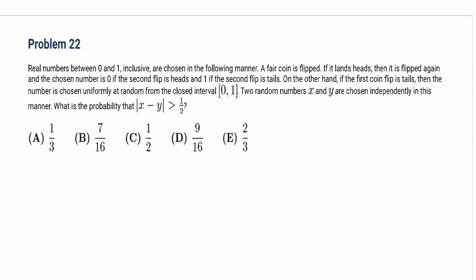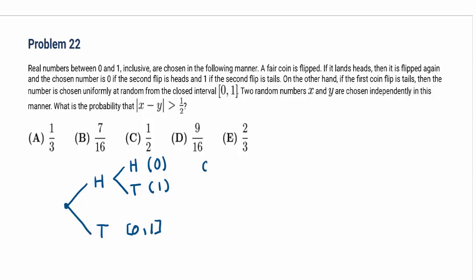Okay, I'm going to make a table. We start from here. If it is heads, we flip again. If the second flip is heads, we get a 0. If the second flip is tails, it's going to be 1. We have two numbers already. Now the next one, if we have tails first, we choose 0 and 1. So possibly we have three outcomes: 0, 1, and the interval from 0 to 1.